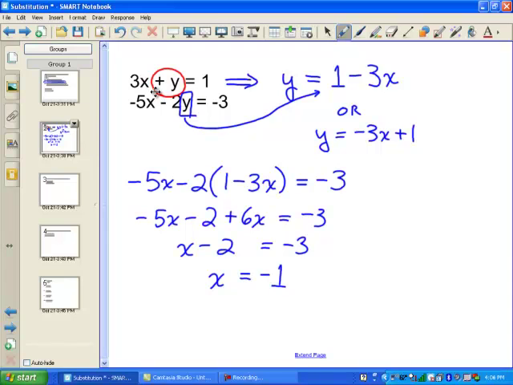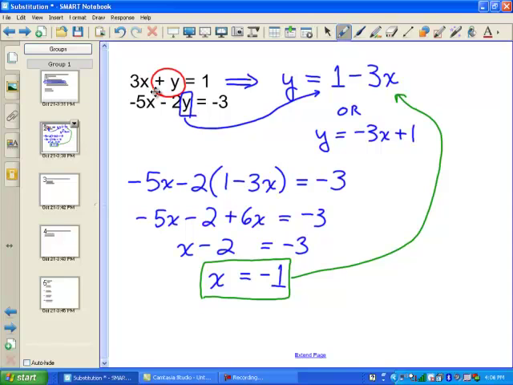Well, what's the y-coordinate that goes along with that x value? In order to figure that out, all we need to do is now take our value of x equals negative 1, and substitute that back into either of the original equations, or in fact, what I think is the easiest way to do this is to go back up and substitute it into that equation that has the y isolated. So if x is negative 1, I'm going to substitute negative 1 in for x.